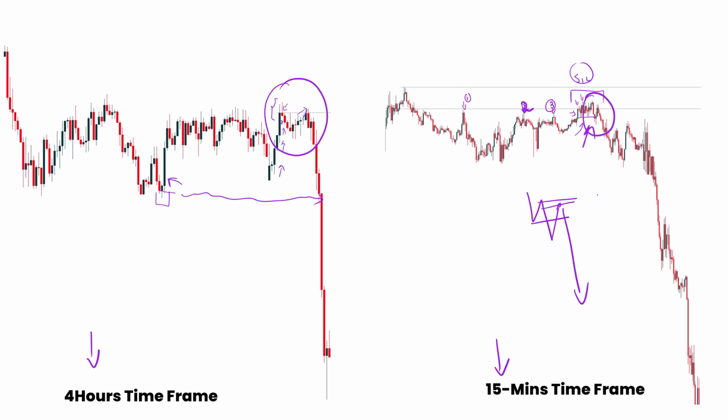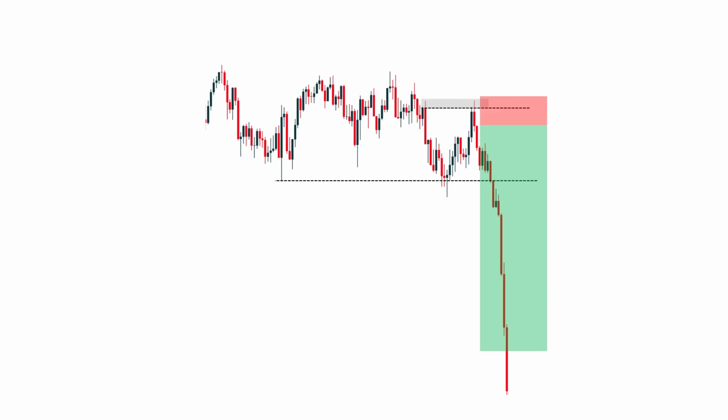And you have to take only the first reversals. Other than that, you don't have to wait for the market to do something like this, unless you are willing to add some more trades into your setup. And also this can be done in a lower time frame.